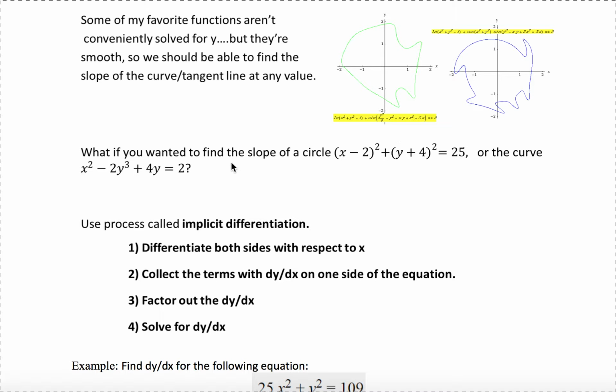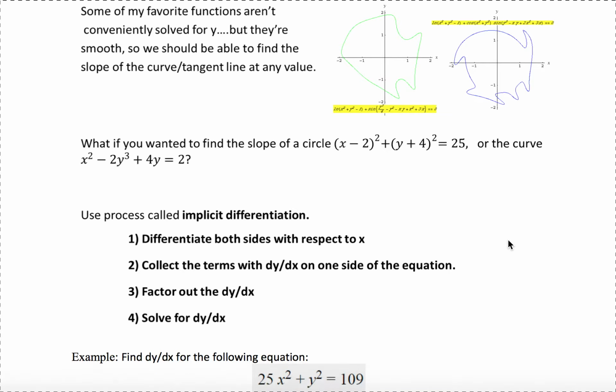So if we want to find, say, the slope of a circle, here's one. This would be a circle here with a radius of 5. Or maybe this curve right here. How can we do that? Well, the process that we use is called implicit differentiation.